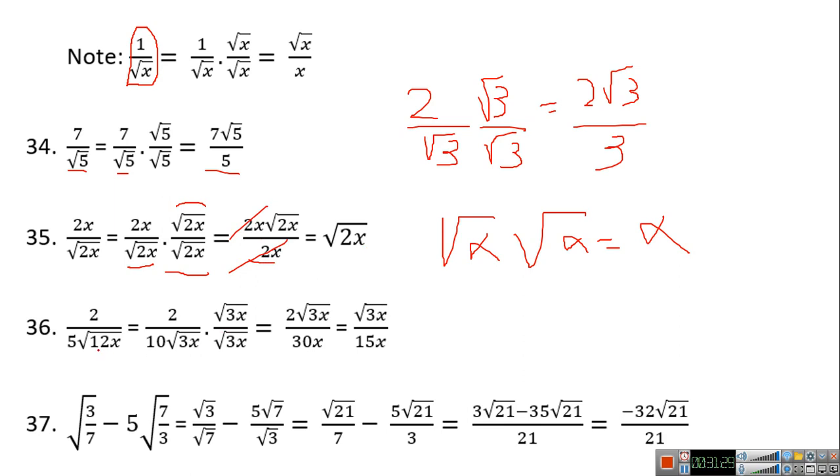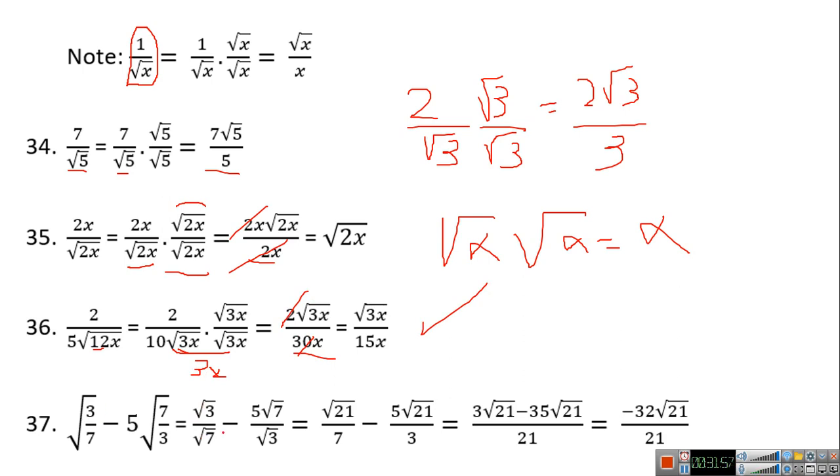Here I can simplify before I do rationalizing, it's better. 12 is 4 times 3. You're going to get 2 outside. 2 over 10 root 3x. Now because I have root 3x, I multiply it up and down. You're going to get 2 root 3x, and root 3x times root 3x is 3x. 3x times 10 is 30x. You can simplify 2 and 30. 15x remains down.